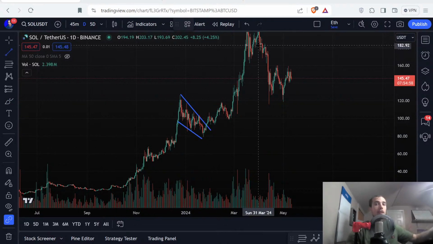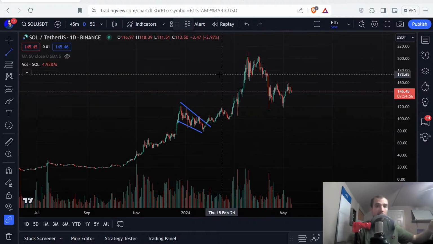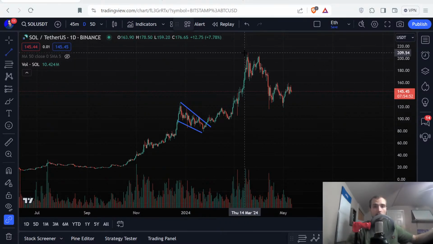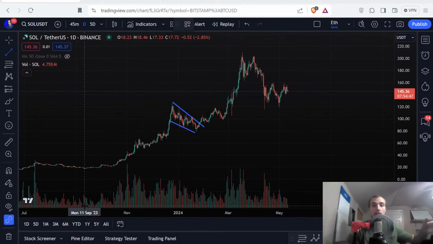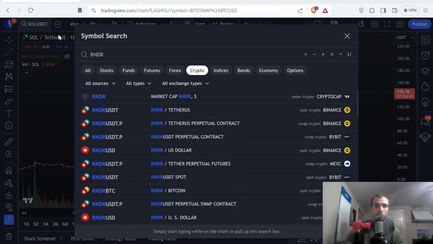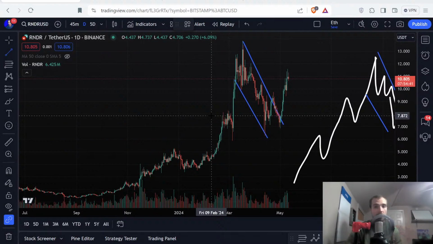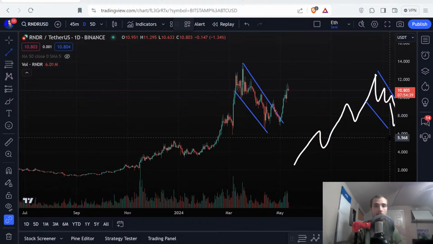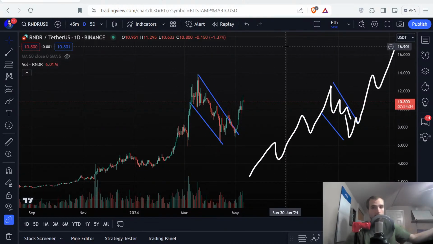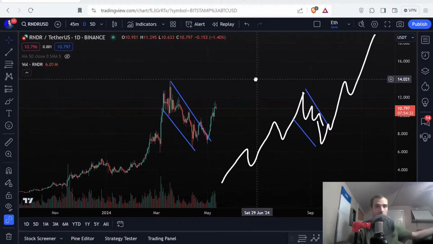Then we broke out, and then we saw that next pump that came afterwards, right? Where we went from $80 all the way up to $208. So that's a bullish flag breakout. Now, if we go back over to Render, Render is like a textbook bullish flag breakout. It looks just exactly like how Solana did before it went to $200 from being worth $80.